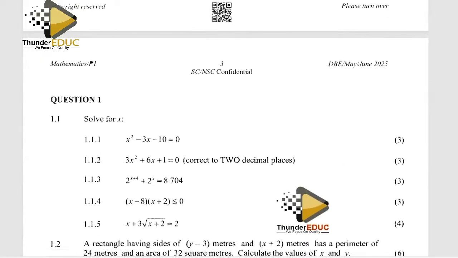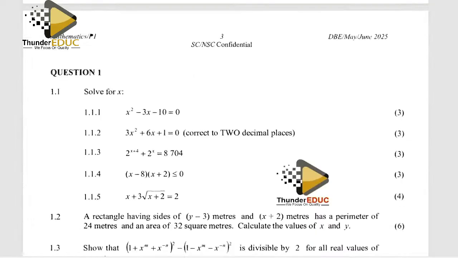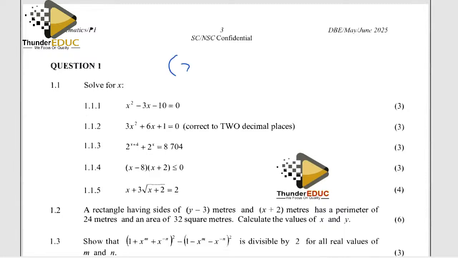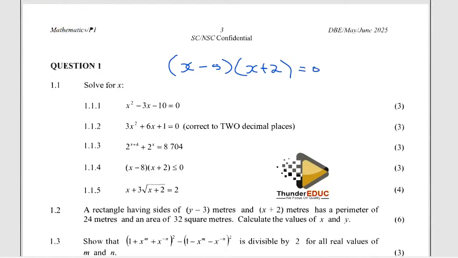Okay, so let's look at question number 1. They're telling us to solve for x. So with this one, we have x squared minus 3x minus 10 is equivalent to 0. So what we're gonna do, we can get our factors and say that if we have x minus 5 into x plus 2 is equivalent to 0. So if we are to solve this, it simply means that our x is going to be 5, or basically x is going to be a negative 2. So those are sweet 3 marks.